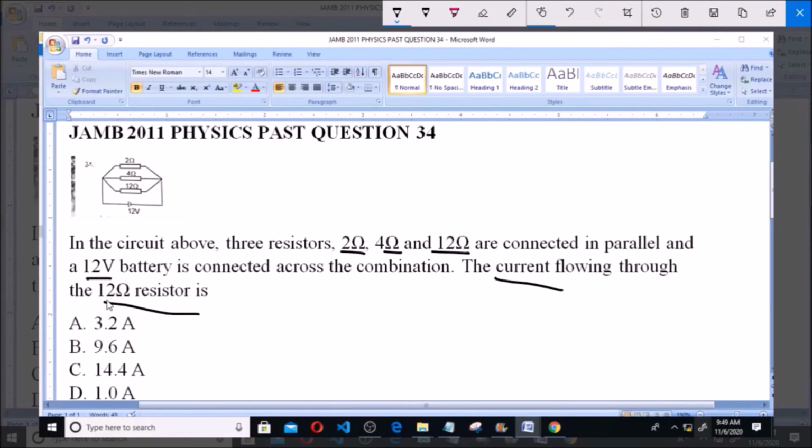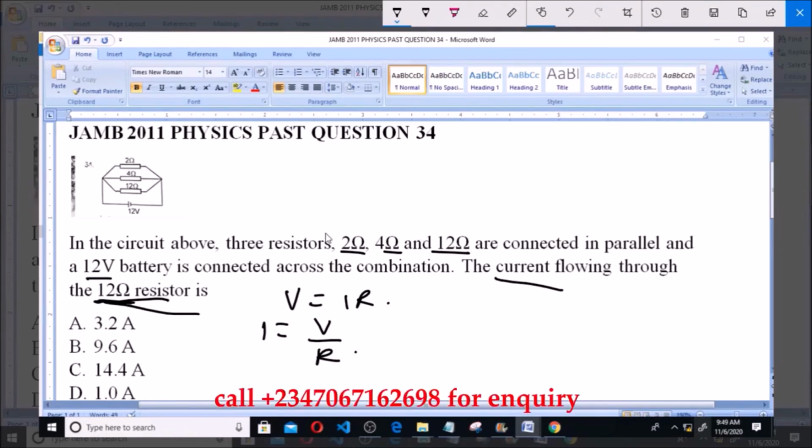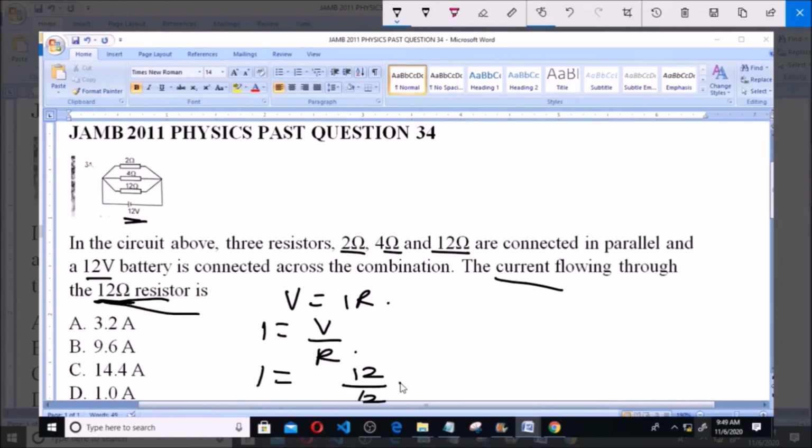So I asked to calculate the current flowing through the 12 ohm resistor alone. Now Ohm's law, that is V equal to IR, so we are looking for current, so I is equal to V over R. So we will calculate the current using the 12 ohm resistor given to us, and the 12 volt voltage. So I will therefore be equal to 12 over 12, which is equal to 1.0 amperes.